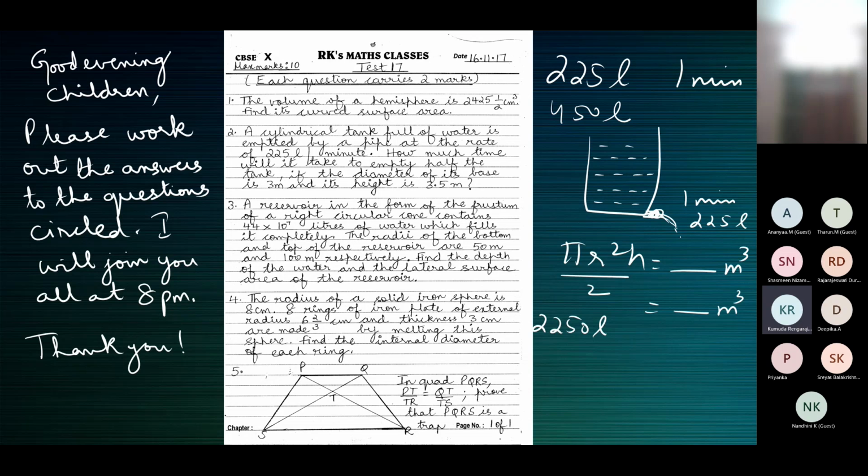So step 1, find the volume of the cylindrical tank. Step 2, divide by 2 to find half the volume of the tank. Step 3, convert the volume in meter cube to liters. Step 4, find the time. That's all.